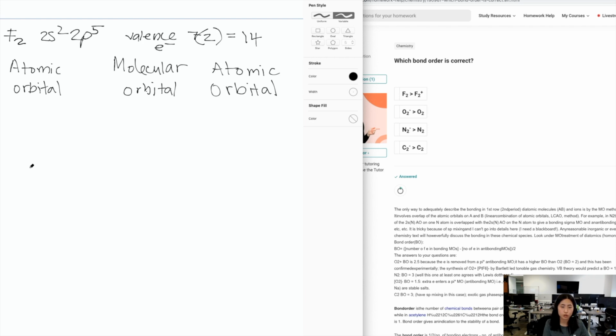Then first we have to draw our orbital diagram. Just remember that this is an increasing energy level, right? Starting from the bottommost part, that's your lowest energy level. As you rise up, your energy level increases. For atomic orbital, we know that your p subshell is higher in energy compared to your s orbital. So you have 2s right here for atomic orbital, and then you have your 2p right here.